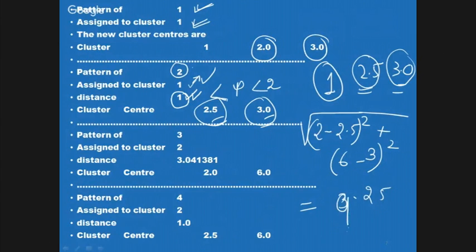That means 9.25. When you take the root, you will get the value 3.041381. Whatever you want to take, 3.04 also you can take or 3.041381 also you can take. So this is our distance.